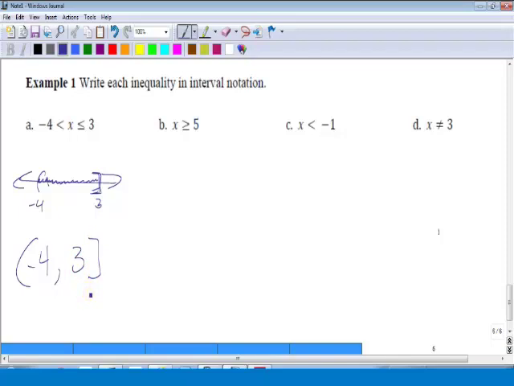Yes? So if this question was on the test, would we be required to put the line there, or would we be required just to put the interval notation? Just the interval notation, that's it. That's just it.